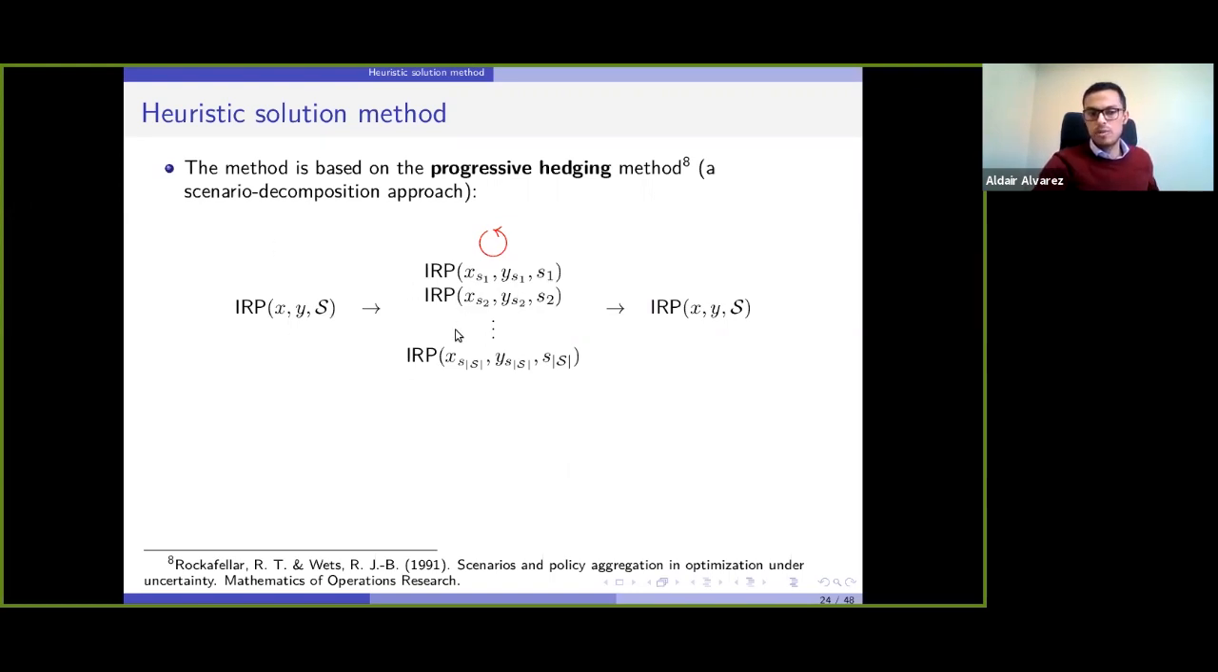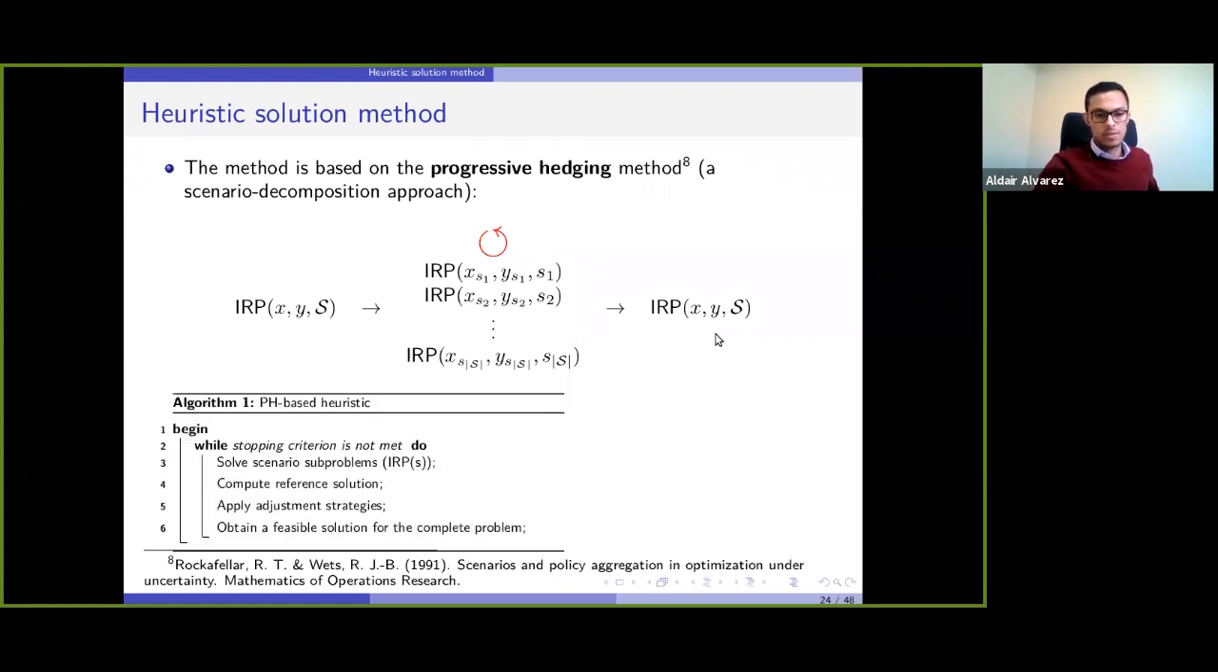So we decompose these problems, and within a loop, we basically solve these problems independently and make a series of adjustments, hoping to find a solution in which the first stage solution of all the scenarios is the same, so that we meet the non-anticipativity constraints, leading to a feasible solution for the complete problem.